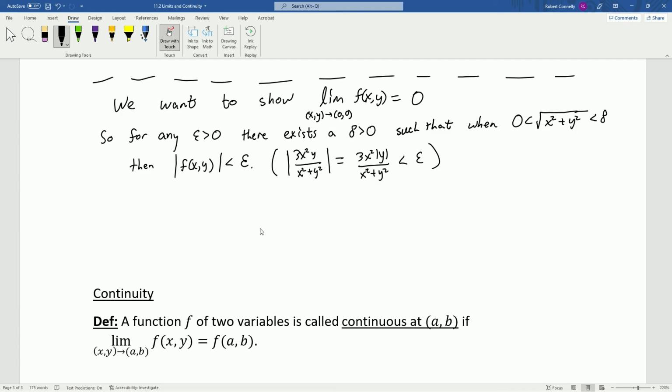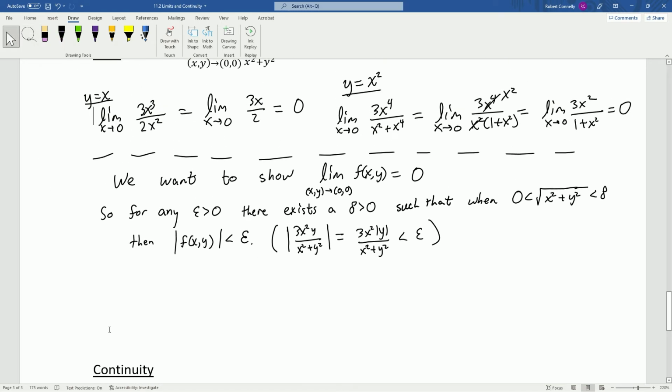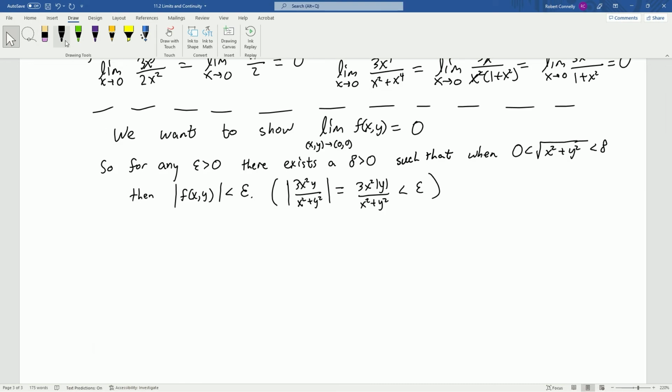Okay, so I'm going to need a little more space here. So let's see what we can do with that then. Well, first of all, when I look at this function, what do I notice? I've got x squared divided by x squared plus y squared. So x squared divided by x squared plus y squared is clearly less than 1, right? Because x squared is going to be smaller than this sum. So that implies that 3x squared times the absolute value of y over x squared plus y squared is less than 3 times the absolute value of y.